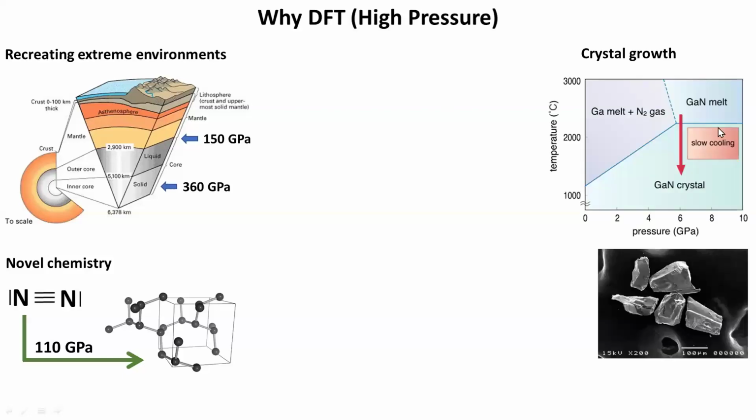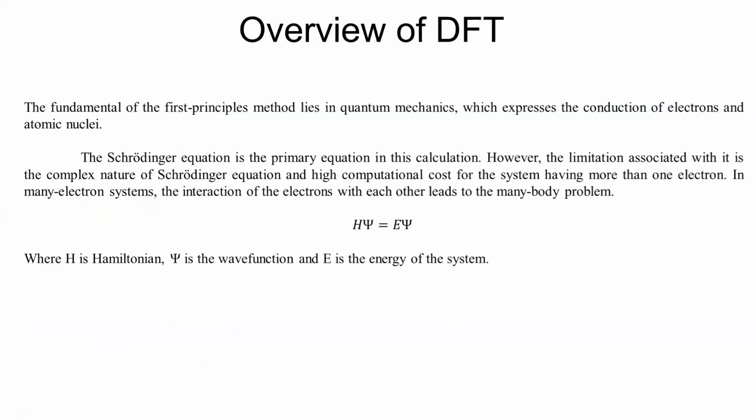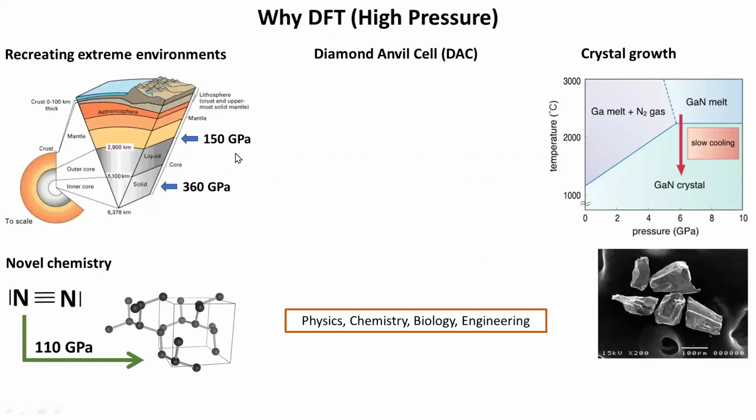For example, if we are talking about a gallium nitride crystal at high temperature and high pressure, this type of phase diagram can also be computed by density functional theory. Then, if we find some interesting properties, we move towards developing the material experimentally. If we want to create a pressure environment in the laboratory, we can also use the diamond anvil cell, which is an apparatus that applies pressure to materials.